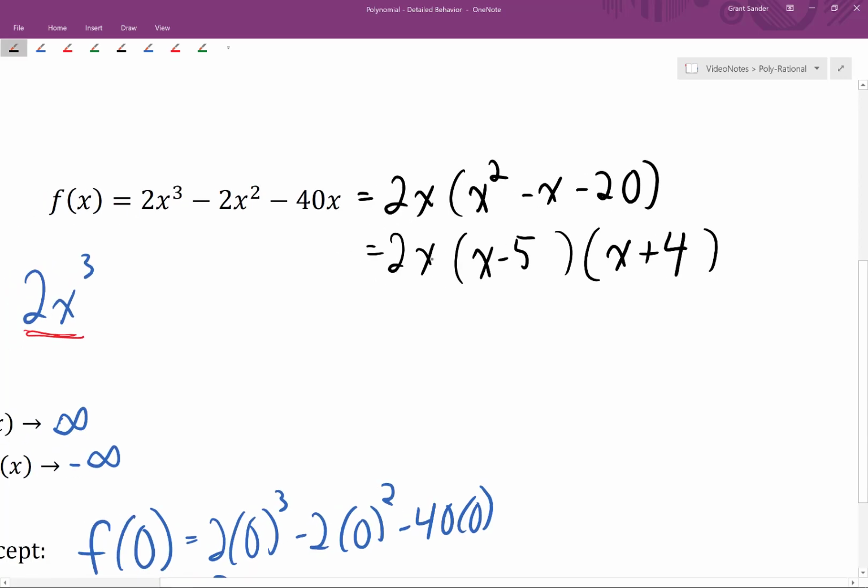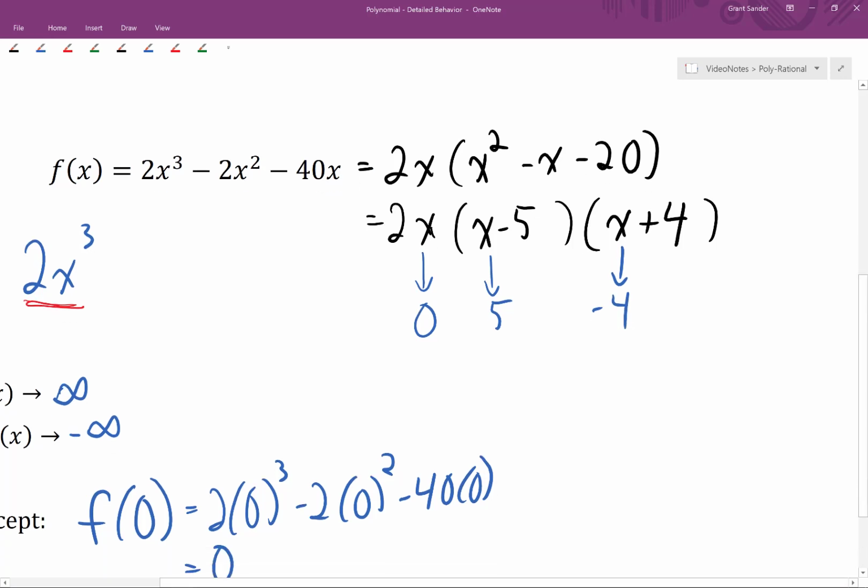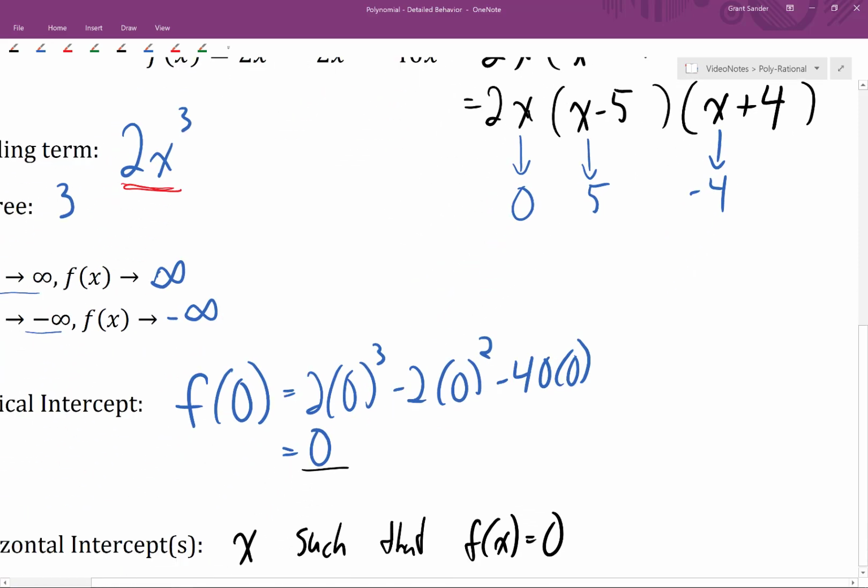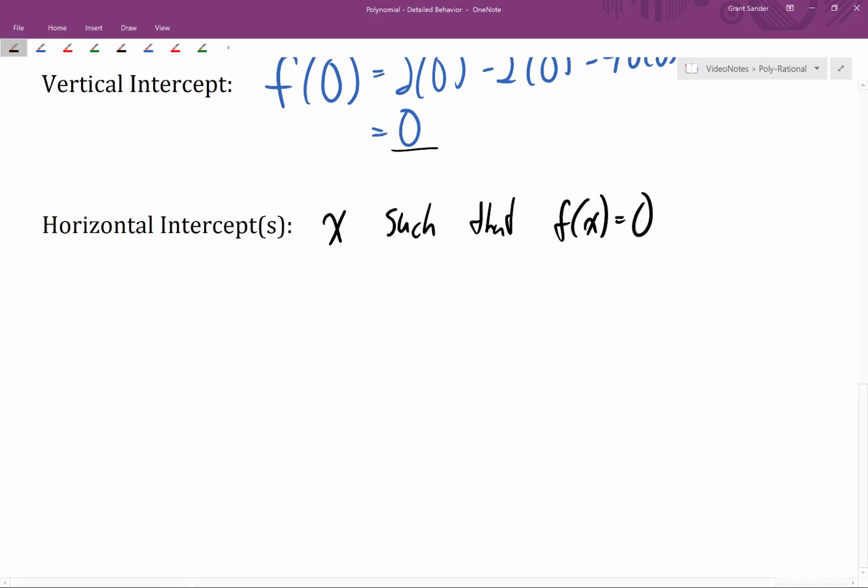So we can rewrite our function definition as 2x times (x − 5) times (x + 4). If we want to know values of x that make that entire product equal to 0, then x equals 0 will do that. x equals 5 will make that factor equal to 0, and x equals −4 will make that third factor equal to 0. And therefore, x equals 0, 5, and −4 all give us an output of 0, and therefore, our horizontal intercepts are going to be 0, 5, and −4.